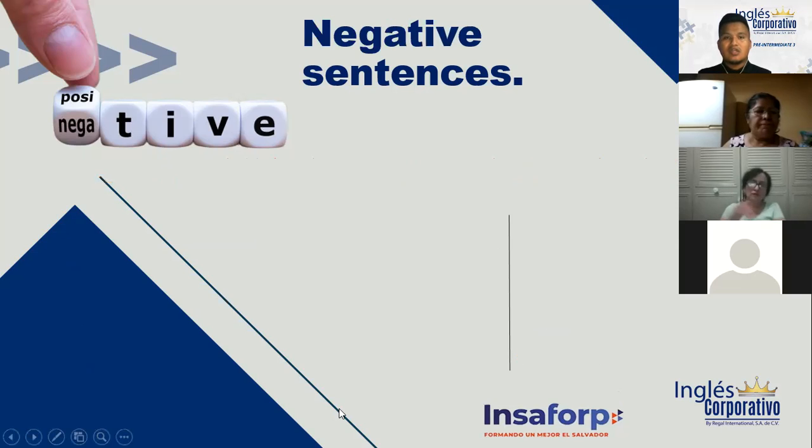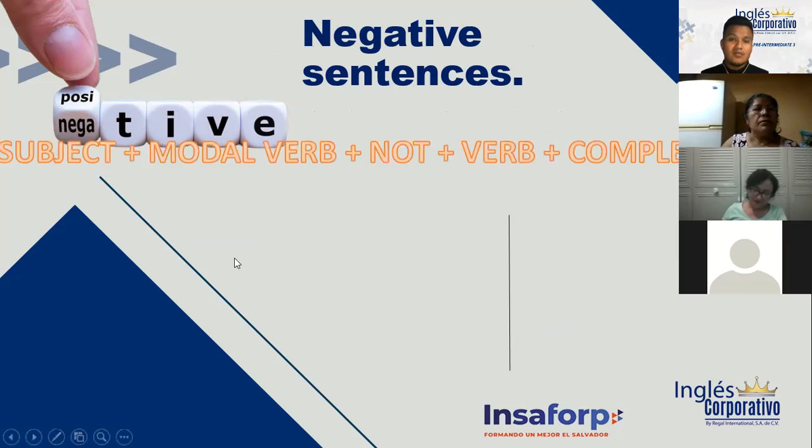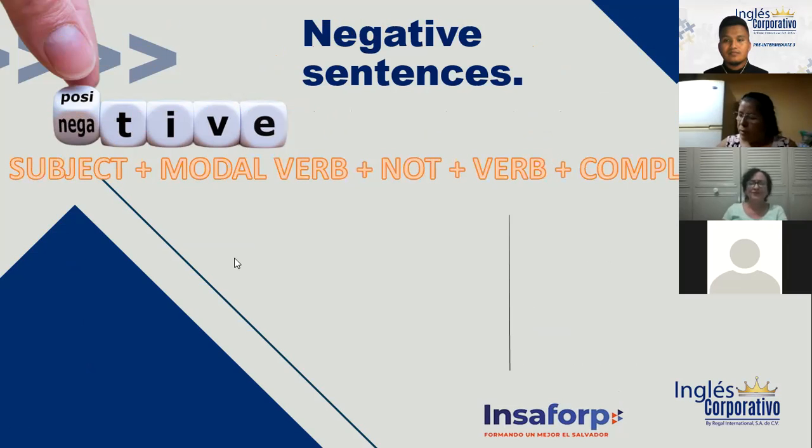So let's continue with this. How are we going to create a negative sentence? Let's find out. We will also need to follow a structure. Let me show you which one. Here we have it. This is a structure that you need to follow in order to create negative sentences.